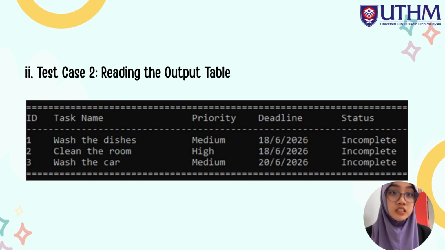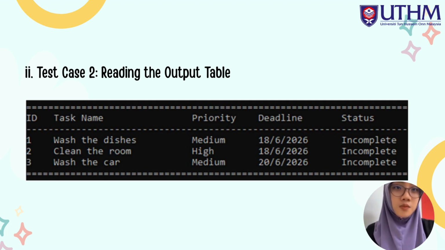For test case 2, I test the task display function by viewing all stored tasks. The output table shows all tasks in a structured format with 5 columns, which are ID, task name, priority, deadline and status. For example, task 1 is wash the dishes with medium priority and an incomplete status. Task 2 is clean the room with high priority, while task 3 is wash the car with medium priority.